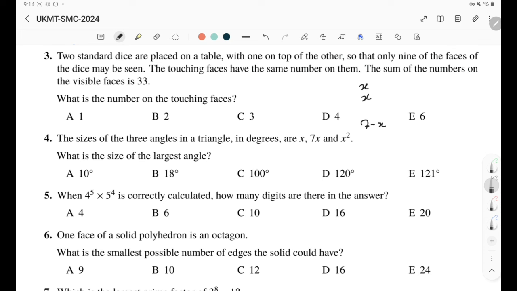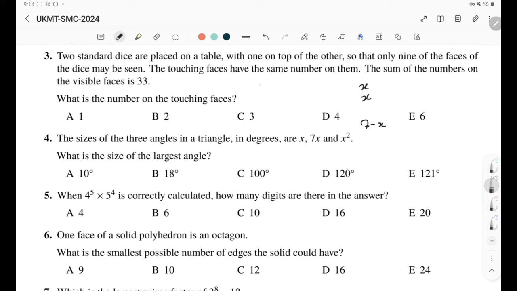Now they're telling us the sum of all the faces except x and 7 minus x. Generally speaking, we know the sum of all the faces is the sum of the numbers from 1 to 6 times 2.